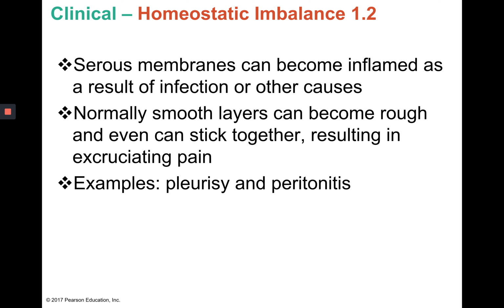A clinical or homeostatic imbalance associated with serous membranes is if they stop doing their job. If for some reason there's not enough serous fluid or the layers themselves become inflamed, often because of an infection, but there are plenty of other causes, this would cause the smooth layers to become rough. They could stick together, which could be very painful. Examples are pleurisy and peritonitis. Peritonitis would occur in the abdominal pelvic cavity and pleurisy around the lungs. And this could prevent certain organs from expanding or moving as they need to because of the excess inflammation or fluid that could build up.